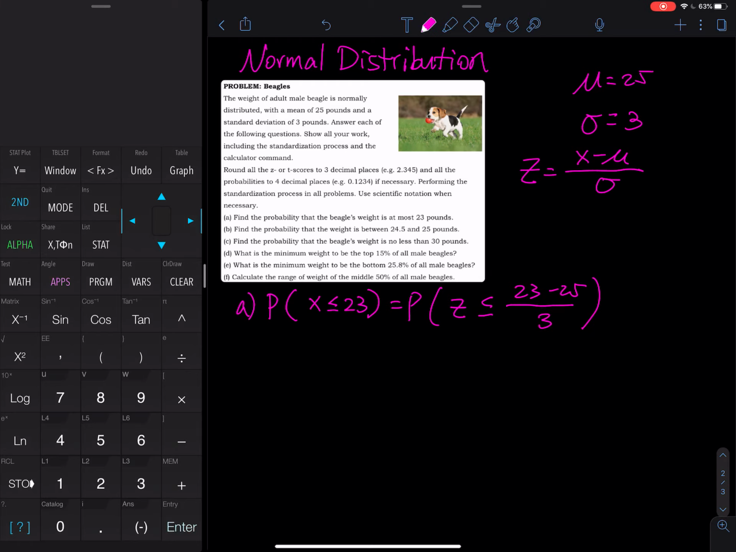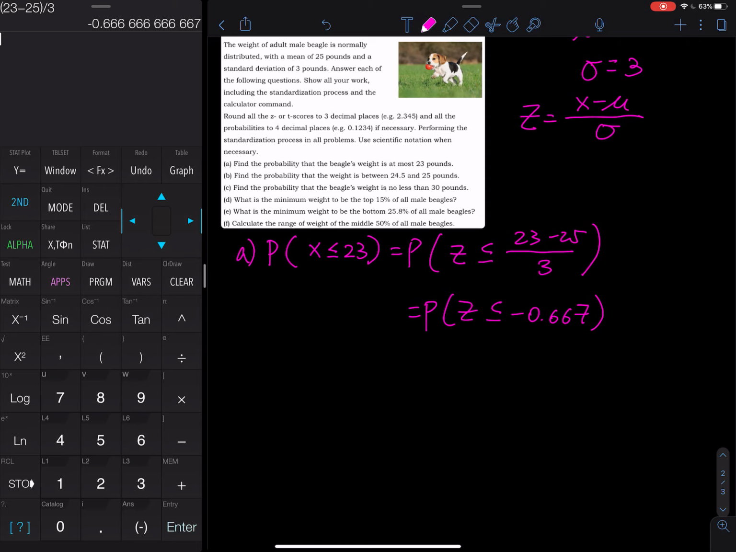And then it is 23 minus 25 and then divided by 3. So that is probability Z is less than or equal to negative 0.667. For the Z, I usually use 3 decimal places. And then here is the graph. So we have a bell curve. And then after standardization, mean is equal to 0. We have negative numbers on the left hand side of 0, negative 0.667, and then less than or equal to means that we are looking for this probability.